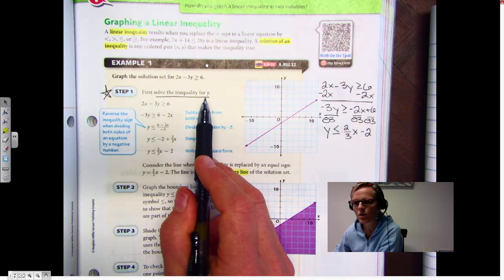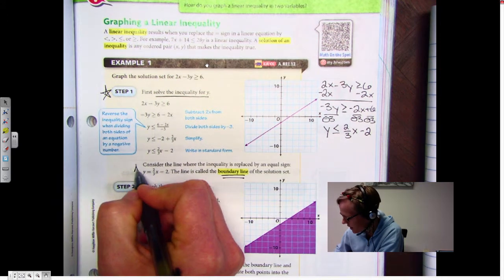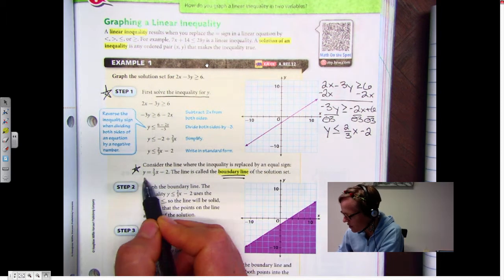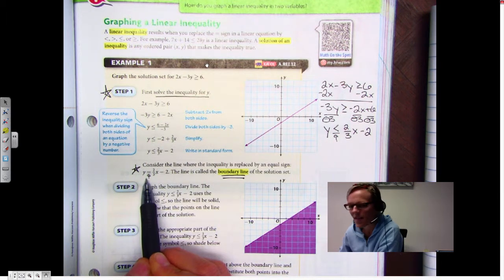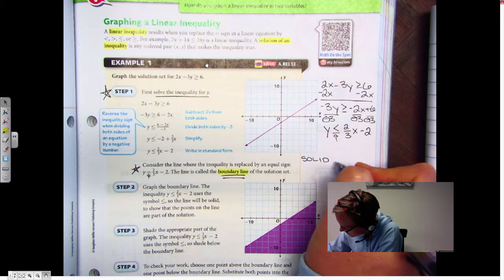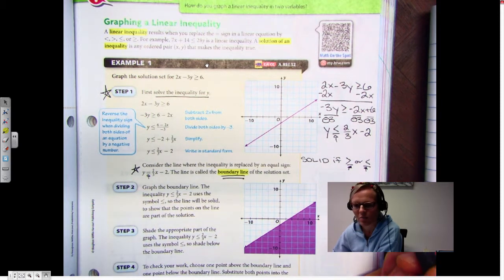We use this solution to graph what we call a boundary line. Now down here, put a star down here, it says consider the line where the inequality is replaced by an equal sign. So instead of our inequality symbol right here, we've replaced it with an equal sign. This is known as the boundary line. Now the boundary line is solid if it's a greater than or equal or less than or equal due to the equal part, because it could be on the line. A solution would be on the line.